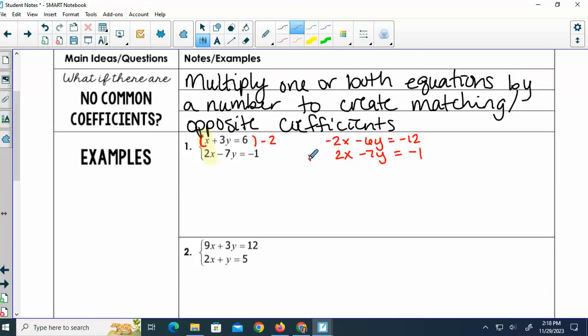Okay, now we're just going to add them together like yesterday. So negative 2x and positive 2x cancel out. Negative 6y plus negative 7y is negative 13y. Equals negative 13. We divide. And we get y equals 1.